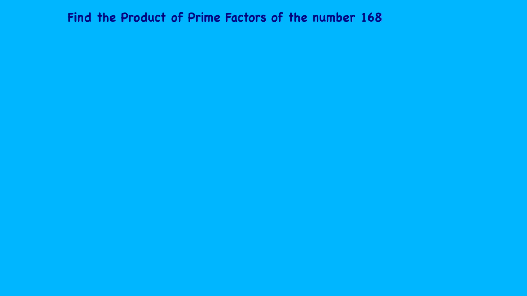Find the product of prime factors of the number 168. Now to do this, we'll use the prime factor tree, or as I like to call it, the cherry tree. To start, we need to think of a prime number which will divide into 168. It's always best to start with the smallest prime number, which is 2. If you can't divide by 2, then try 3, 5, and 7, and so on.